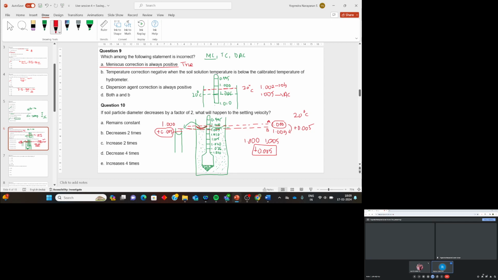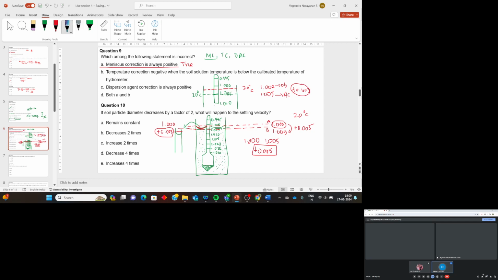This is the observed value, this is the actual. So what you will do? You will add 0.003. So when the temperature is higher than 20 degrees, the correction will be positive.